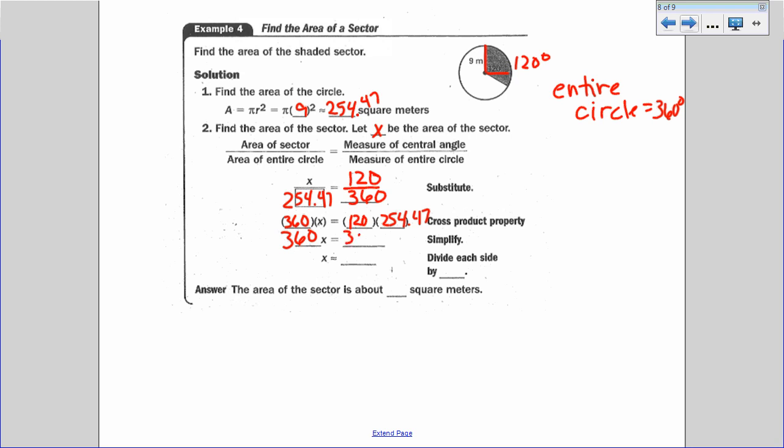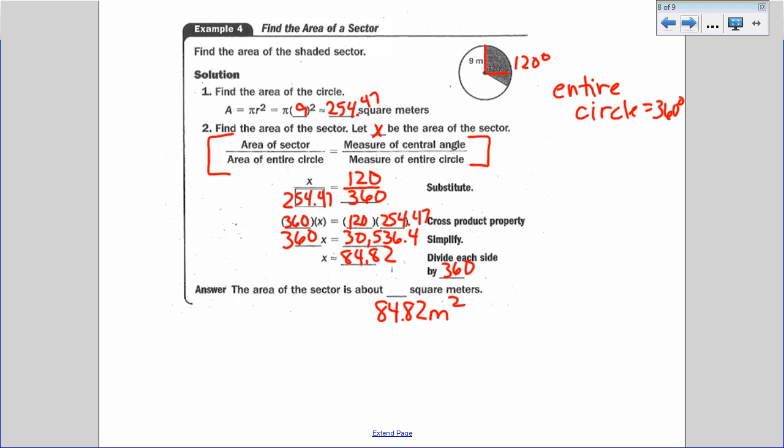We get 30,536.4. We then have to divide each side by 360. So we're going to divide by 360, and we get an area of 84.82. I'm going to put meters squared. So it's just setting up this ratio. This should be something you highlight, something you turn back to as we go through these.